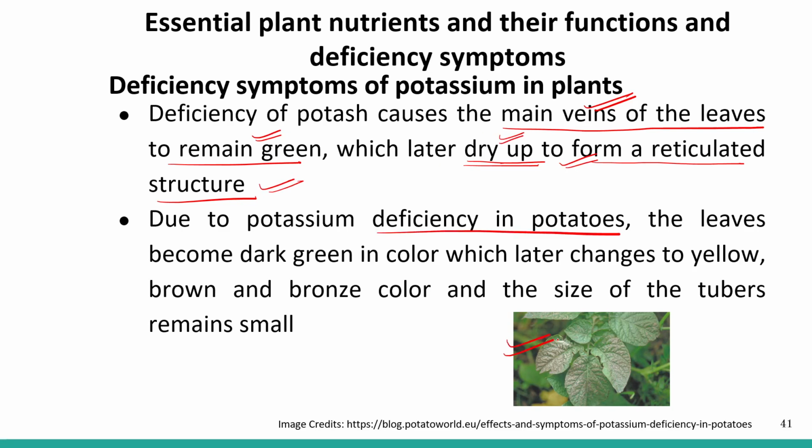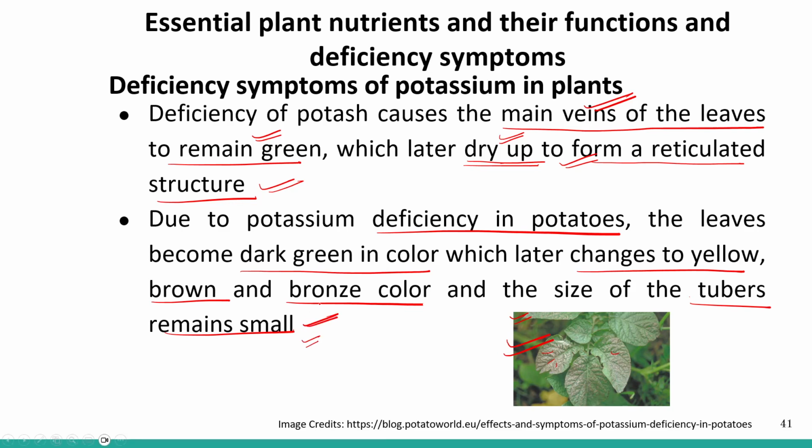So here we can see, in the case of potato, this is the picture of a potato leaf. Due to the deficiency of potassium, you can see this brown, right? The leaves become dark green in color, which later changes to yellow, brown and bronze color, and the size of the tubers remains small because the leaves are affected.